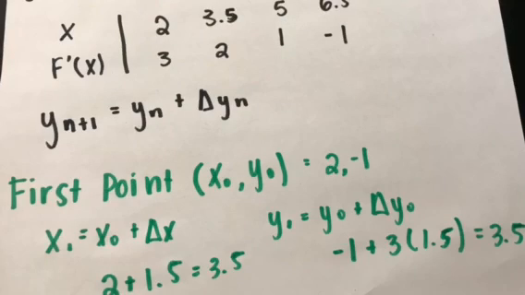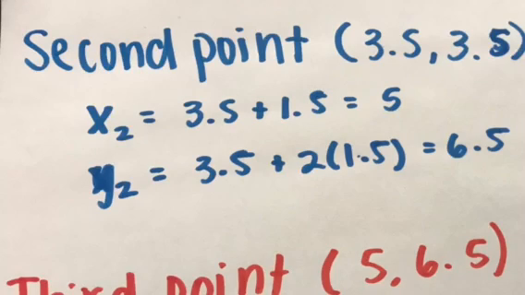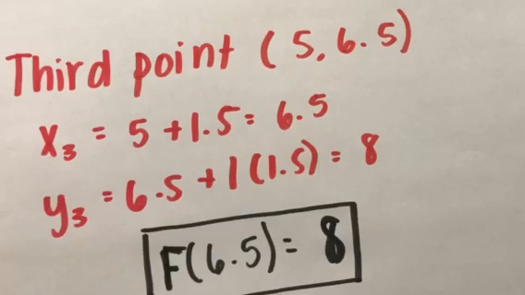For the first point, 2, -1, you use the equations that were used in the last problem to find that the x1 is 3.5 and the y1 is also 3.5. To find the second point, you use 3.5 and 3.5 to find that x2 is 5 and y2 is 6.5. Finally, you use the third point, 5, 6.5, to find that f of 6.5 is 8.